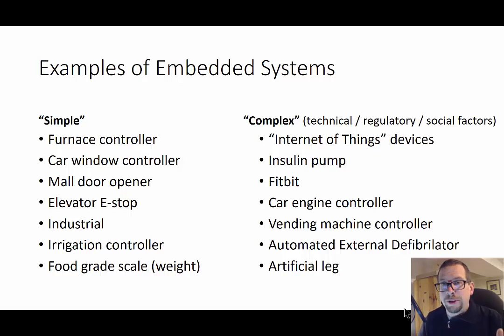Car engine controllers. So I know that electric car is the latest thing, but controlling a gasoline engine is actually a really complicated thing, and microcontrollers are really good at doing that sort of work. Vending machine controllers, making sure that you get the chocolate bar that you wanted and you get it for the right price, and that signals are sent back to the vending machine vendor for maintenance or resupply. That's really important. Another biomedical device, actually two of them, would be automated external defibrillators and artificial legs for amputees.